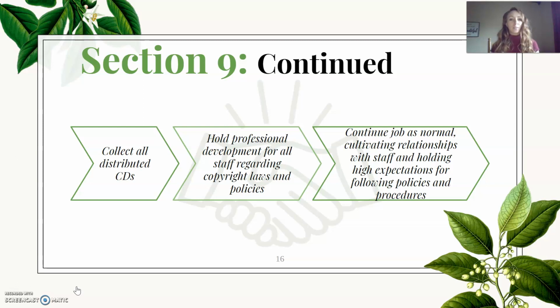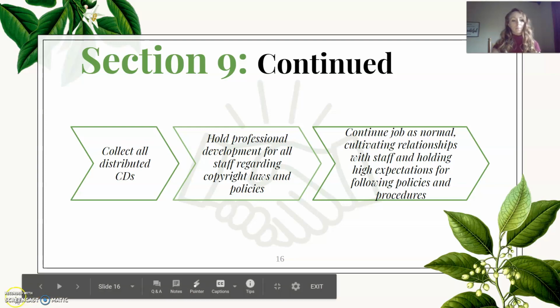Apart from the previous steps listed, it is my duty to resume my job as normal, continuing to cultivate relationships with staff, students, and the community, holding all to a high expectation by monitoring adherence to all policies, procedures, and laws. If it was not already included, I would ensure the school has a specific policy relating to copyright.